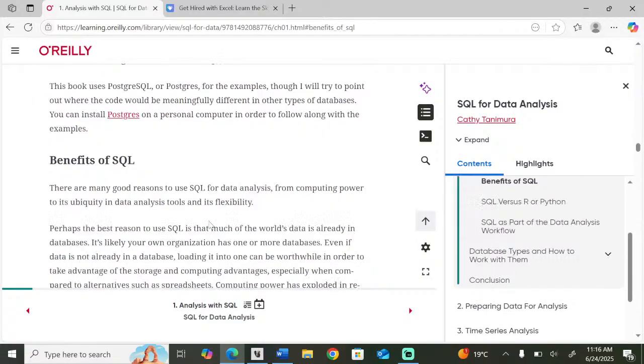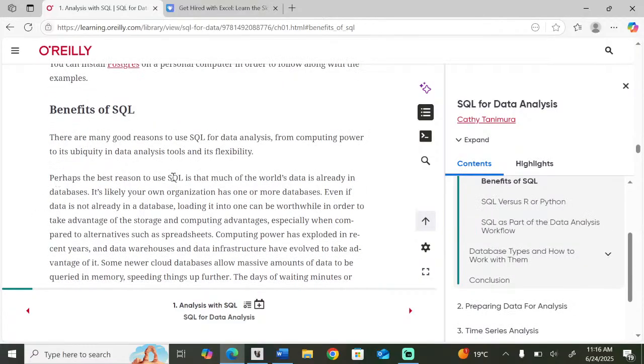So this is basically talking about SQL. Benefits of SQL: let's check the benefits, why we use SQL and how important it is to us. There are many good reasons to use SQL for data analysis: computing power, ubiquity in data analysis tools, and its flexibility.